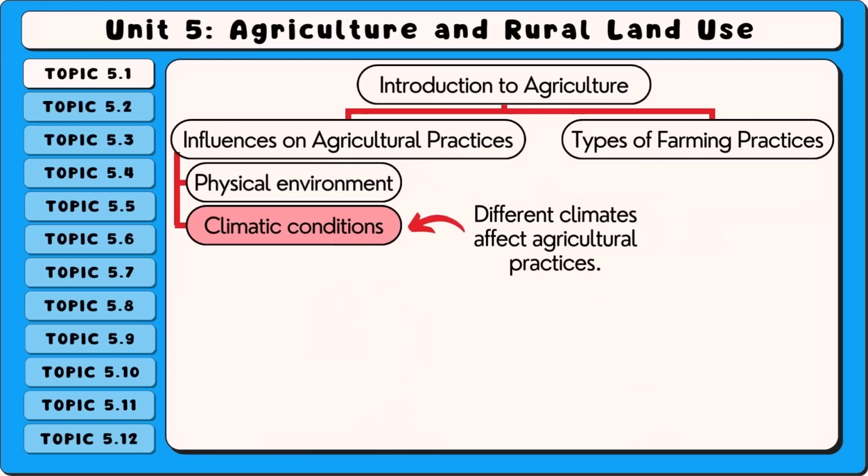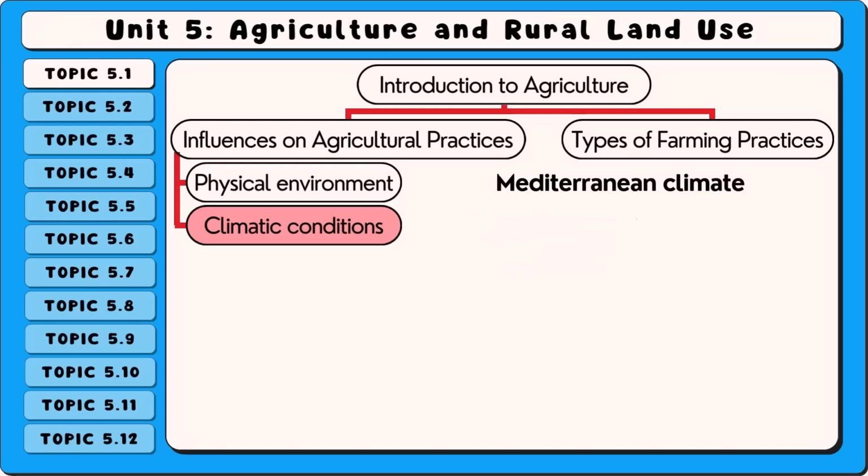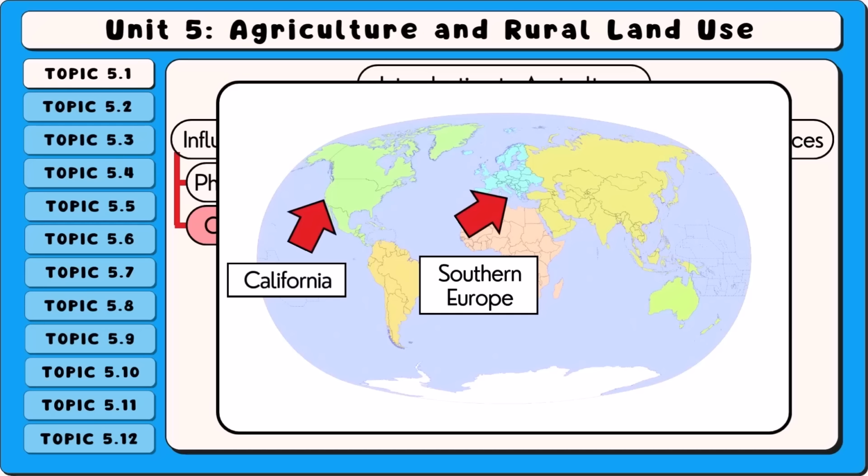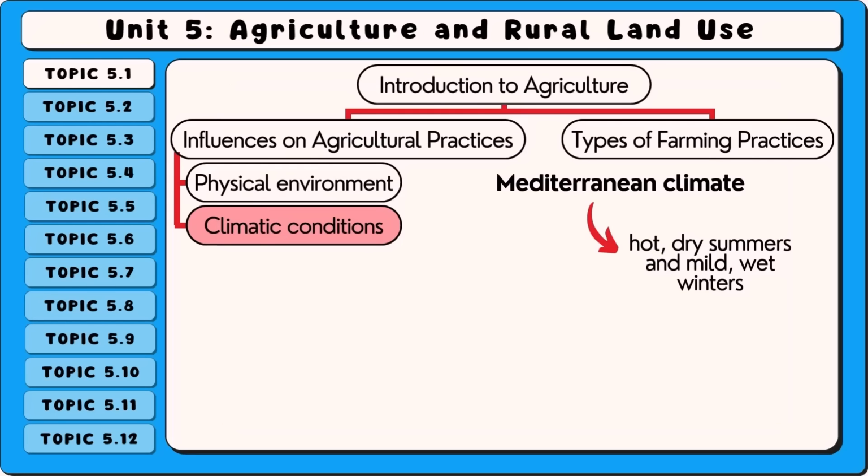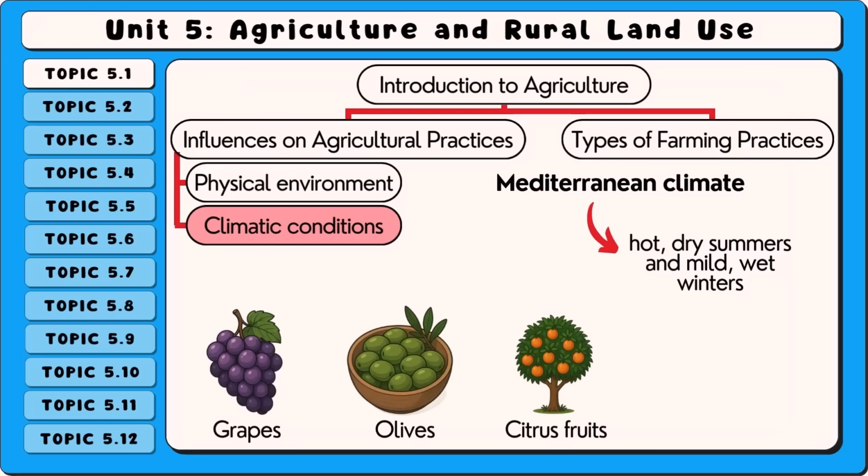The second influence is climate. The AP Human Geography curriculum names two specific climate zones as examples to show how different climates affect agriculture, so let's look at them. First is the Mediterranean climate. A Mediterranean climate has hot, dry summers and mild, wet winters. This is found in parts of southern Europe and California. This climate is perfect for growing grapes, olives, and citrus fruits.